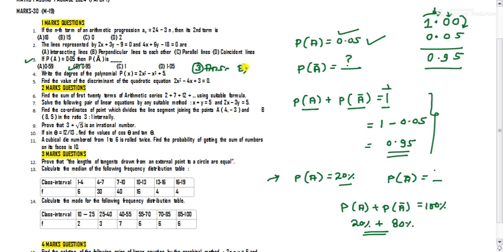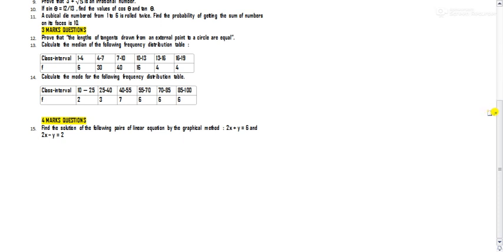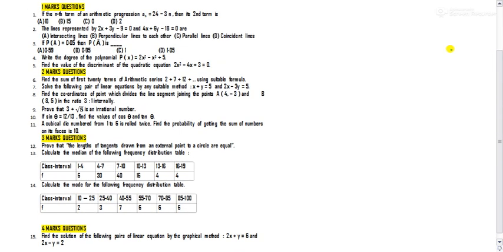Option number B. So the third one's answer is which one? Option number B, 0.95. Got it, guys? Yes, sir. Yeah. So shall we move to the next question? Do you have any doubt? No, sir. Okay, yeah. So let us start.